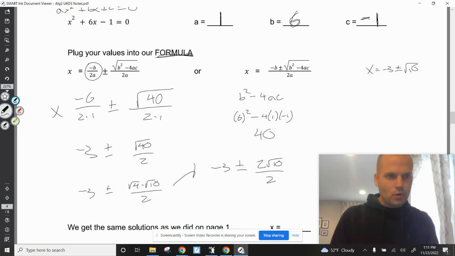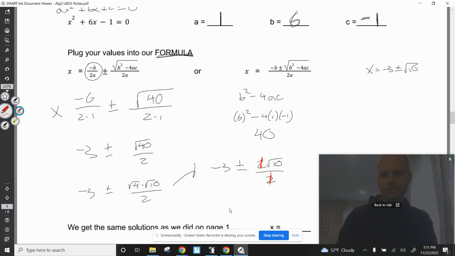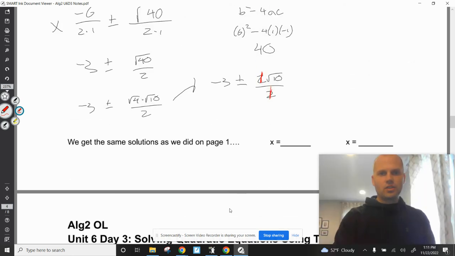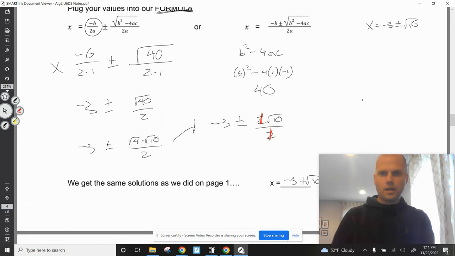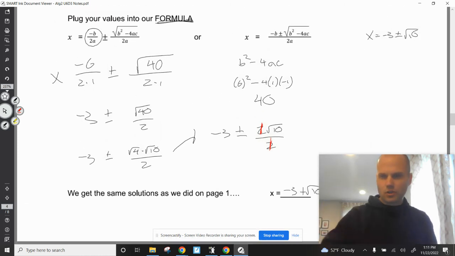And what I can do, because I'm dividing and multiplying and there's no addition, I can say 2 divided by 2 is just 1. Or 2 root 10 divided by 2 is just root 10. And look at the answers that I got. -3 plus root 10 and -3 minus root 10. Just like I got before, but not with this crazy mathematical, figuring things out, completing the square process.